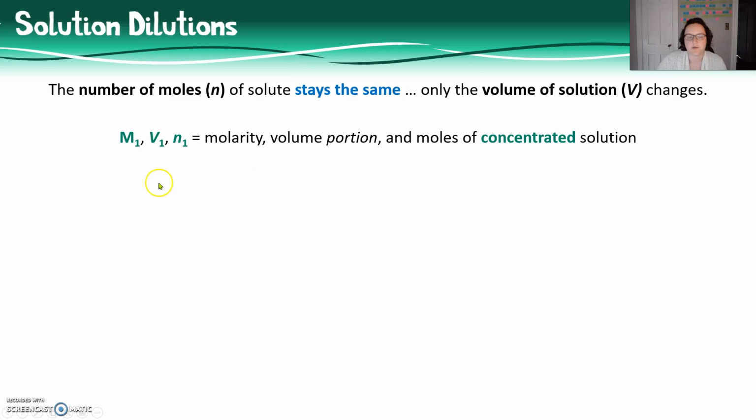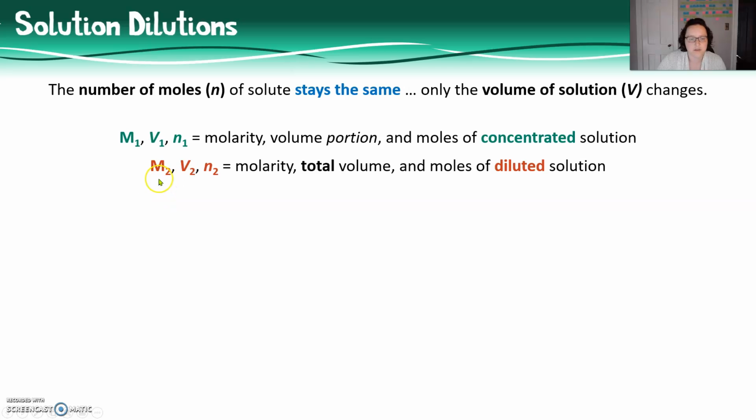For the concentrated solution, we have a molarity, M1, a volume portion that we've taken from the stock solution, V1, and a number of moles of solute that is contained in that volume portion, N1. For the final diluted solution that we will create, we have a diluted molarity, M2, a final total volume of the diluted solution, V2, and a number of moles of solute that is contained in the total diluted solution, N2.